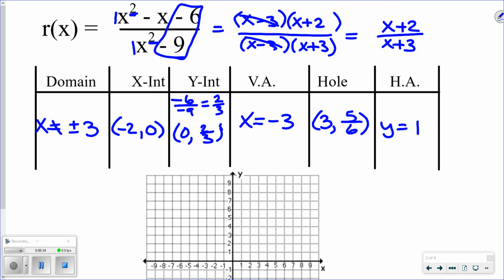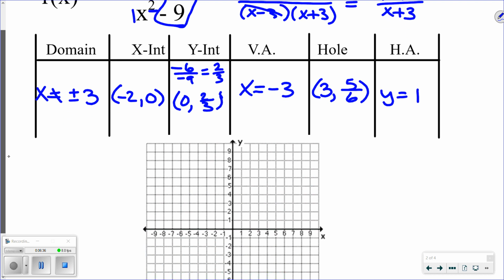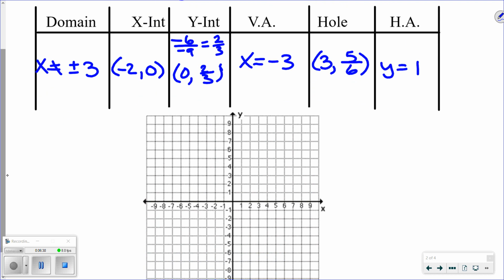Okay, now let's see if we can put this into a sketch. All right, so I like to start with the asymptotes. So we have a vertical asymptote at negative 3. We have a horizontal asymptote at 1.